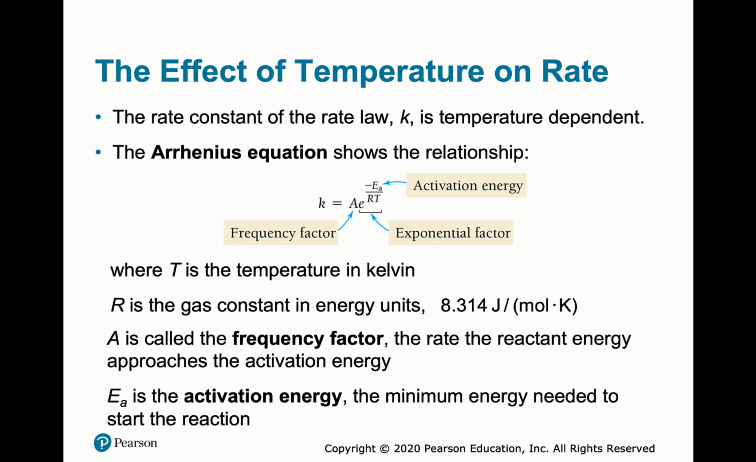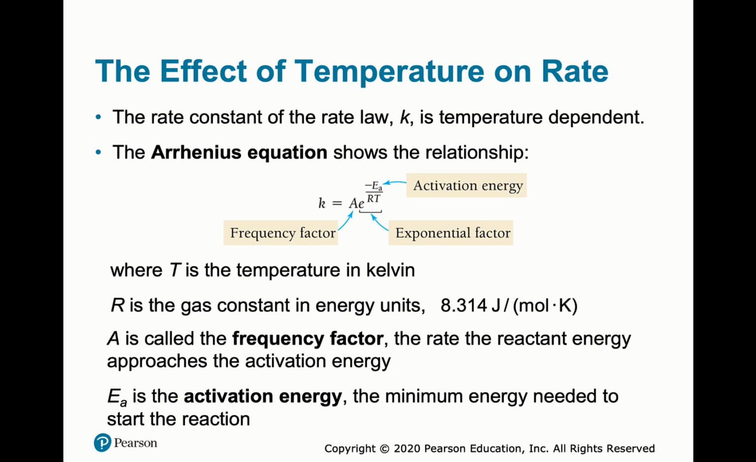So, the effect of temperature on the rates. We have the Arrhenius equation. The rate constant k is equal to some frequency factor times e to the minus Ea over RT. Ea is the activation energy. The pre-exponential frequency factor is the rate at which the reactant energy approaches the activation energy. It really has to do with the type of collisions, molecular collisions, which we'll learn about later.